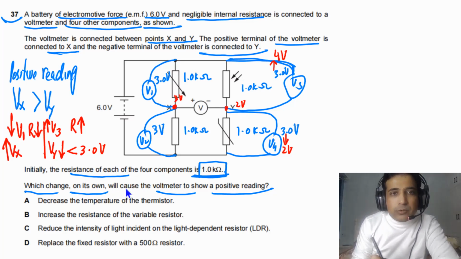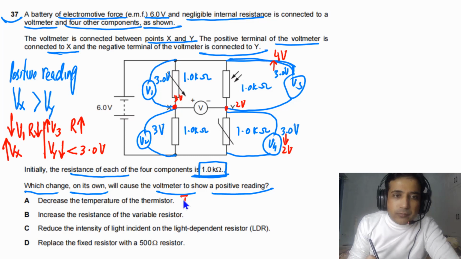Now let's look at given options and try to figure out answer. Decrease the temperature of thermistor. If we decrease the temperature of thermistor, it means resistance of thermistor will increase. If temperature of thermistor goes down, resistance of thermistor will go up. So this reading will go up. So it is not possible. This is telling us this reading will go up. So that one is not possible. So this reading will go higher then. So reading on this one will be negative. So that is not possible. So this option is not possible.